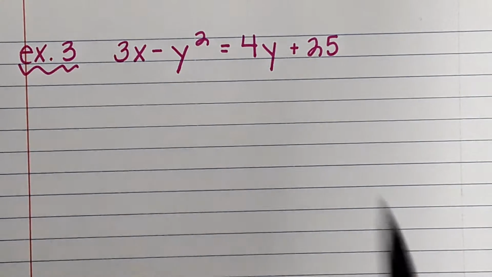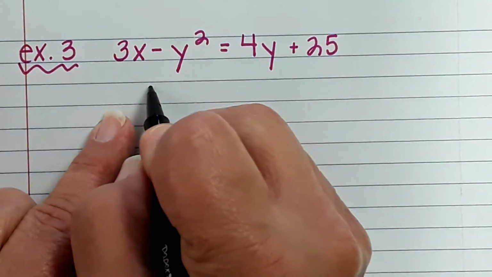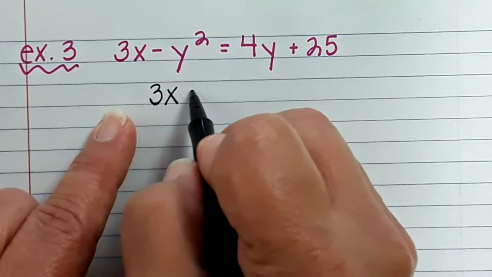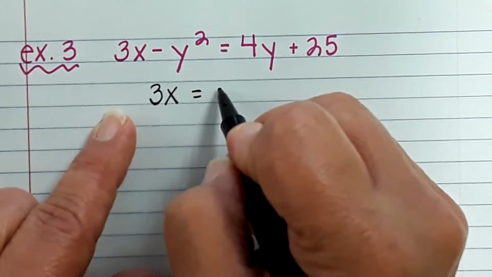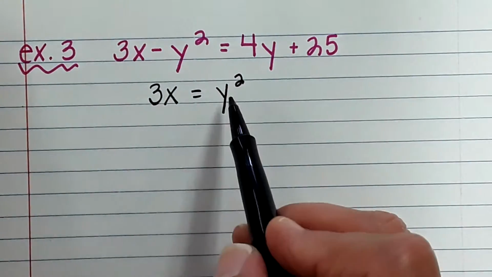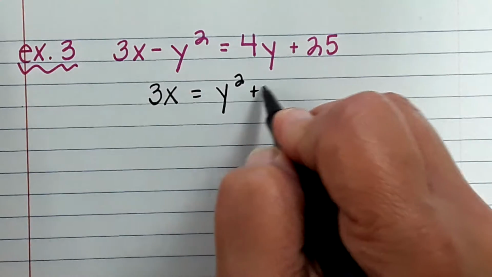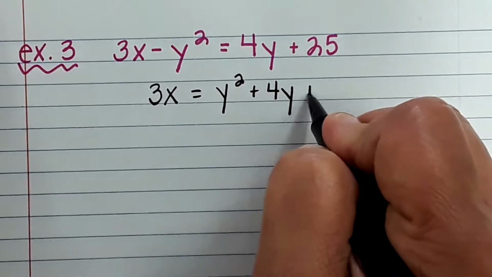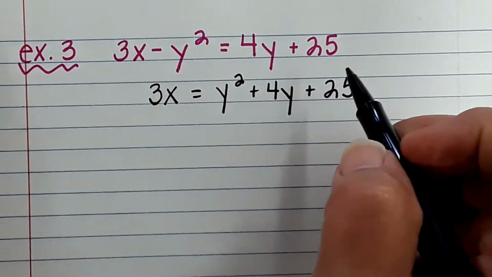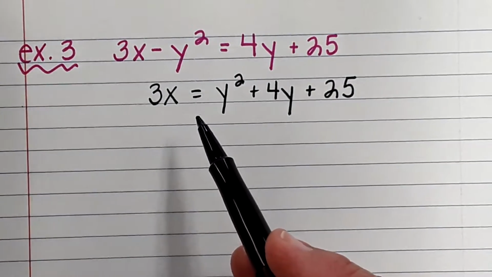When you go to rewrite it in vertex form, you need to move the y squared over. So we're going to leave the 3x alone. We're not going to touch the 3x at all. I'm going to rewrite the y squared over here. I just moved it from the right-hand side to the left-hand side. It was negative, so when I moved it, it became positive. And then everything stays. Again, we're going to leave that 3x. We're not going to worry about that 3x until the very end.